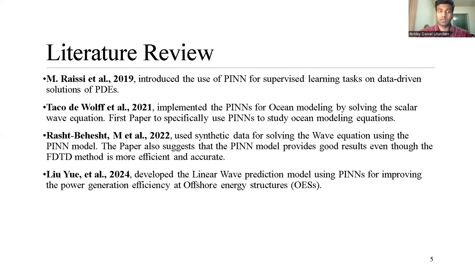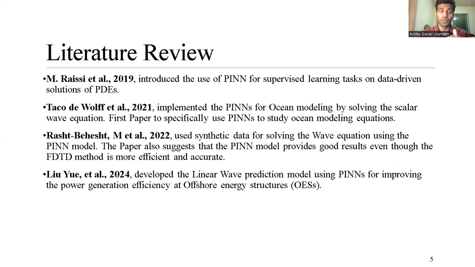The four main papers that I have reviewed are, first, EMRASI, which introduced solving the scalar wave equation using supervised learning, using numerical data, and then feeding in the physical properties of the wave using a real life data set. It was able to solve the wave equation and predict the propagation of waves, which was very new at that time.